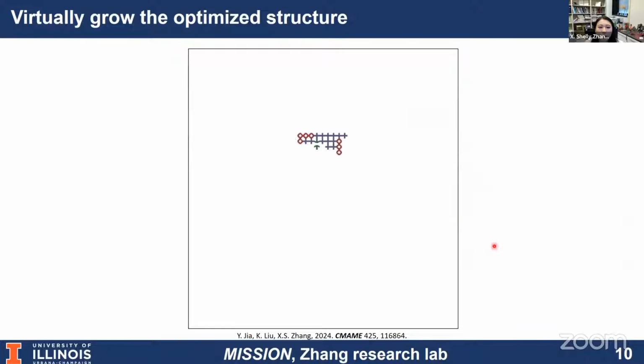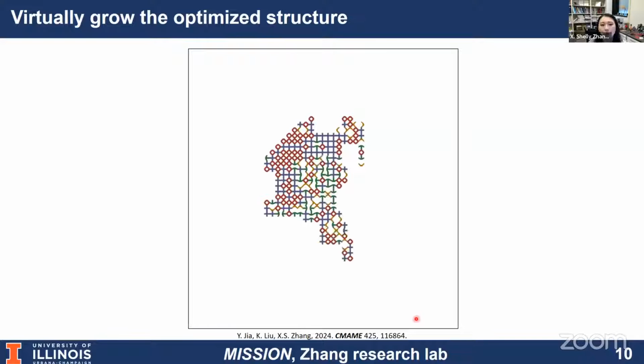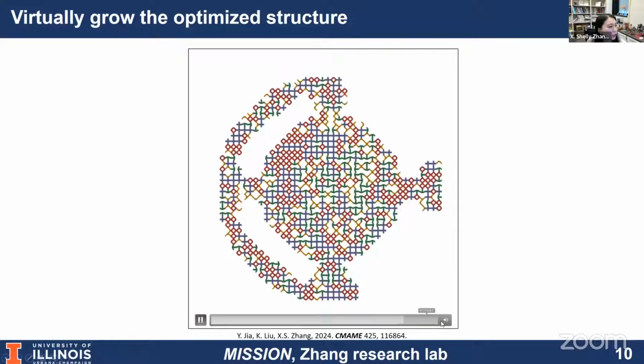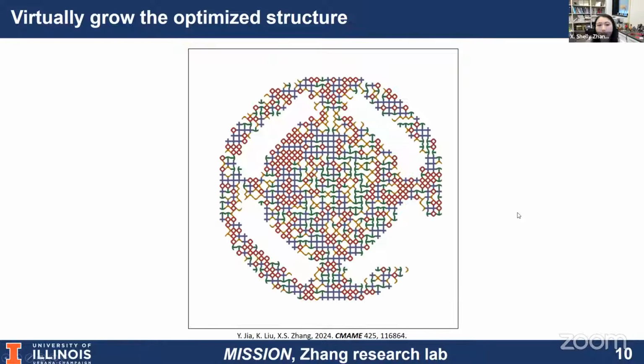So with the optimized frequency hint, we next virtually grow the structure that we just optimized. And let me try to speed it up. Okay, so basically, finally, we'll have this structure fully grown, following the optimized virtual growth algorithm. One thing I want to point out is that because of the use of the virtual growth algorithm, for each local member, we ensure the local connectivity without using any additional constraints.